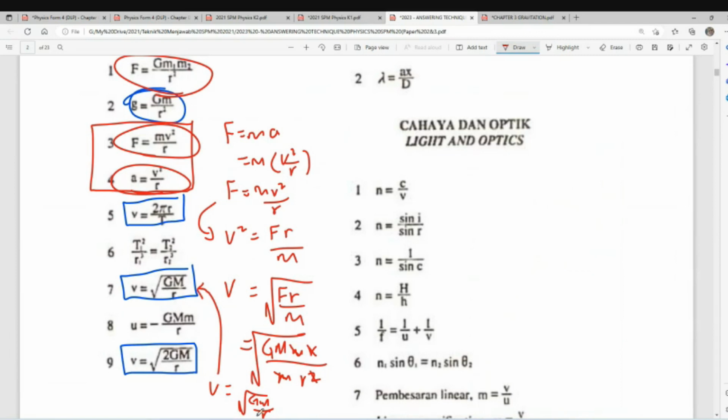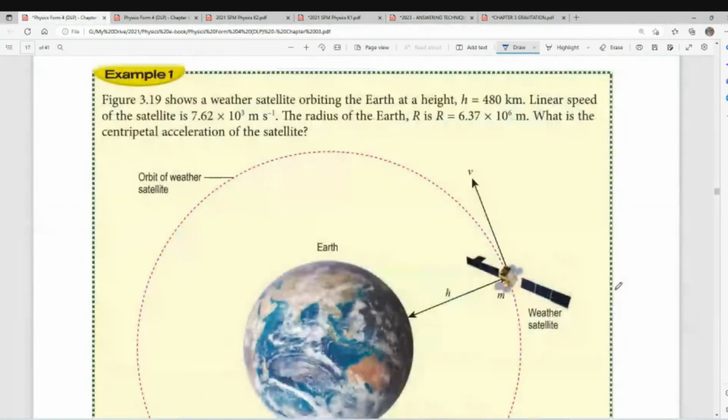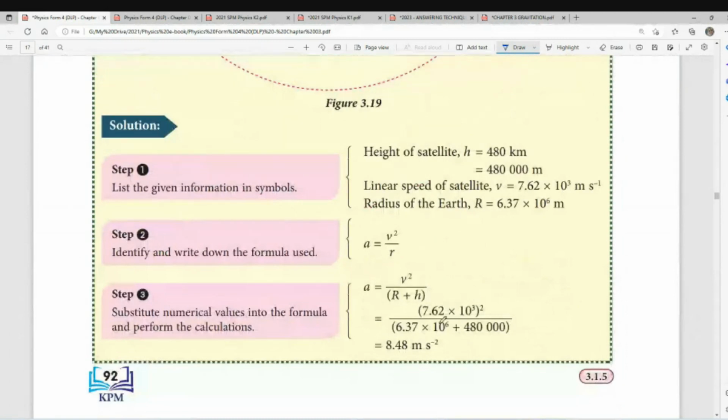So this is how we get this formula. When you substitute the force into here, you can get this linear speed equation. It's the one we use to determine the linear speed of the satellite. So it's just one substitution of the formula. We can use this to find the centripetal acceleration also.